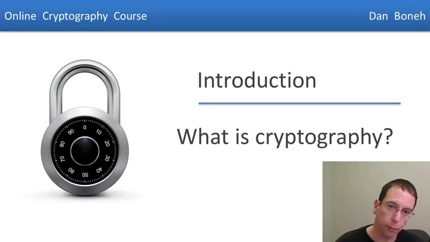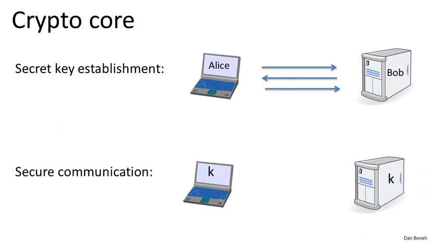Before we start with the technical material, I want to give you a quick overview of what cryptography is about and the different areas of cryptography. So the core of cryptography, of course, is secure communication that essentially consists of two parts. The first is secure key establishment, and then how do we communicate securely once we have a shared key.